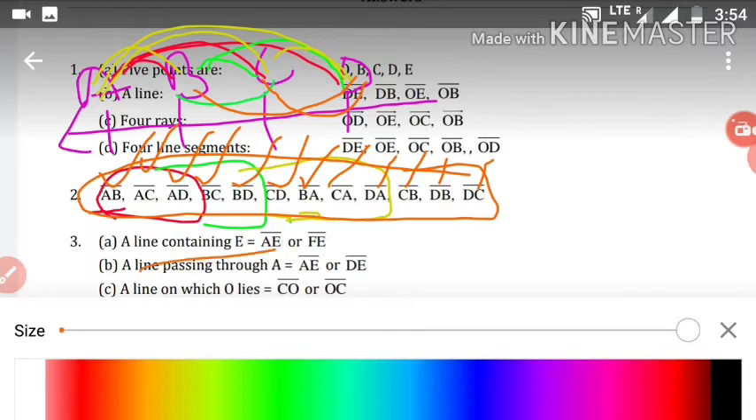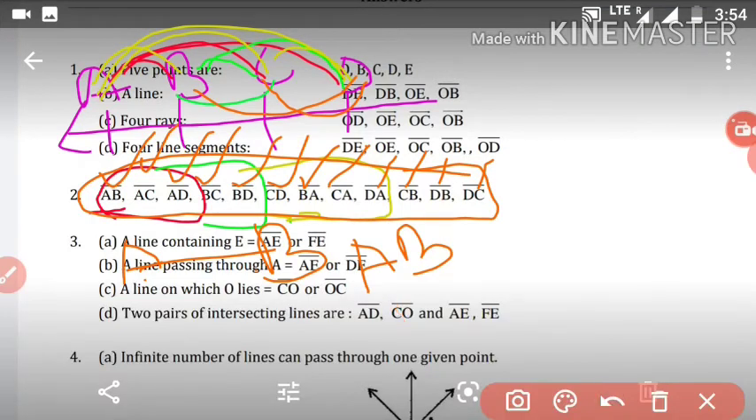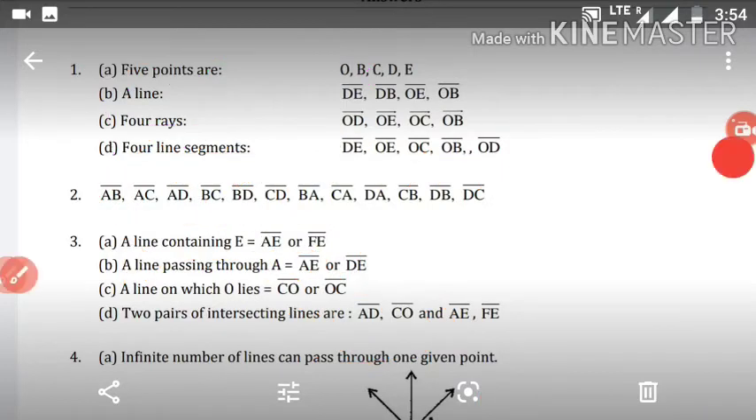So these are lines. Suppose this is one line AB. We can say line AB, and we can also say line BA. Okay, it is the same, AB or BA. We can name it in either way.